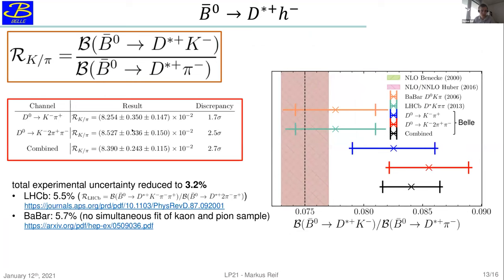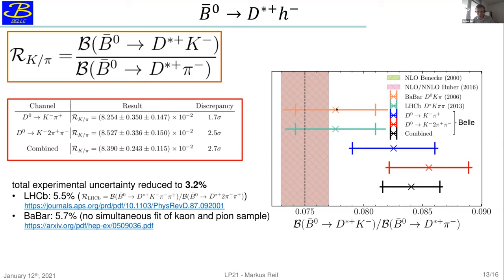This analysis also provides a measurement of this R ratio, again, individually for the two channels used to reconstruct the D. And if you combine both of them, there are also some tensions to theory. You can also see this in this plot where you have two theory predictions in this band. Then you have a measurement from Babar, one from LHCb, and the three measurements from this Belle analysis.